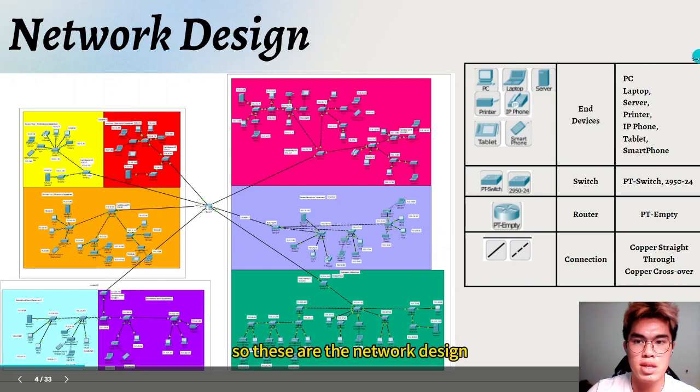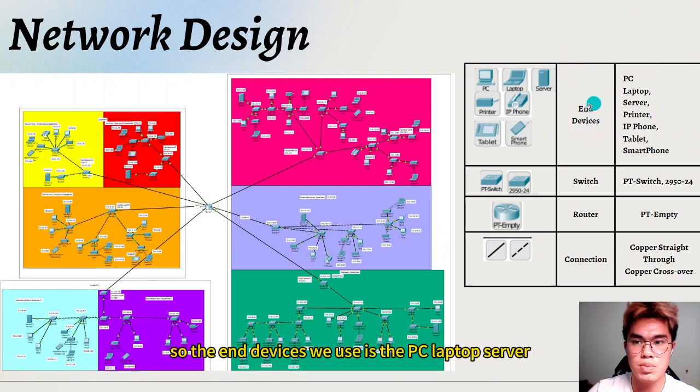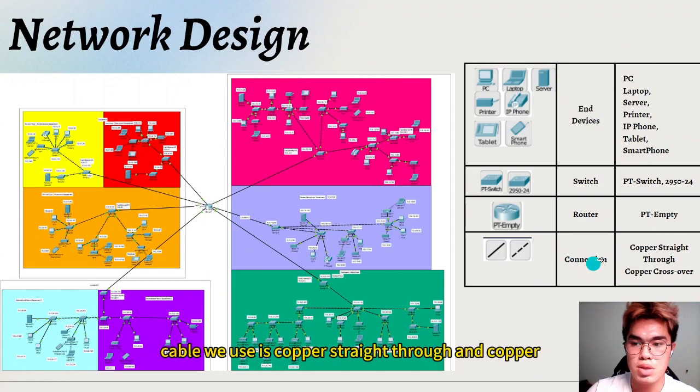So this is the network design. The end devices we use are the PC, laptop, server, printer, IP phone, tablet, and smartphone. The switches are the PT switch, 2950-24, and the PT MT router. The connection cables we use are copper straight-through and copper crossover.